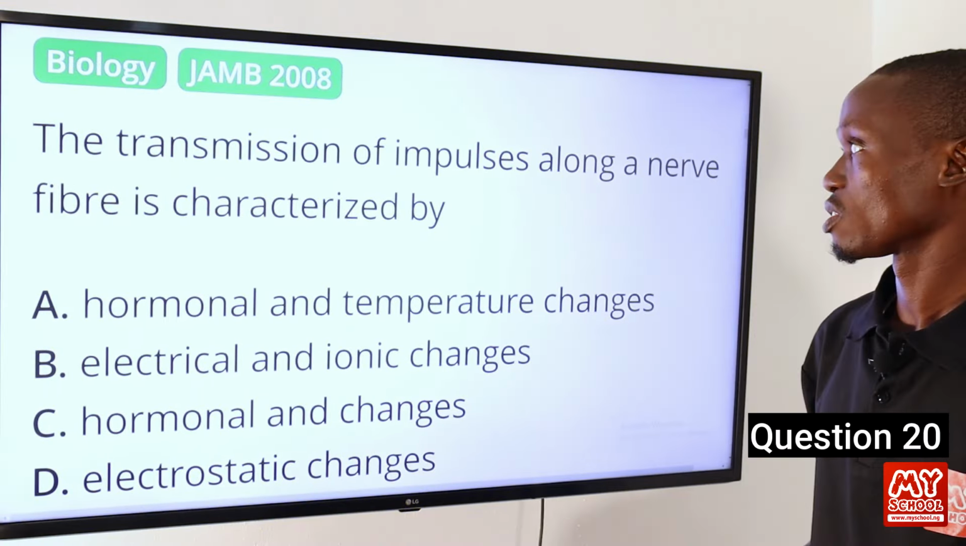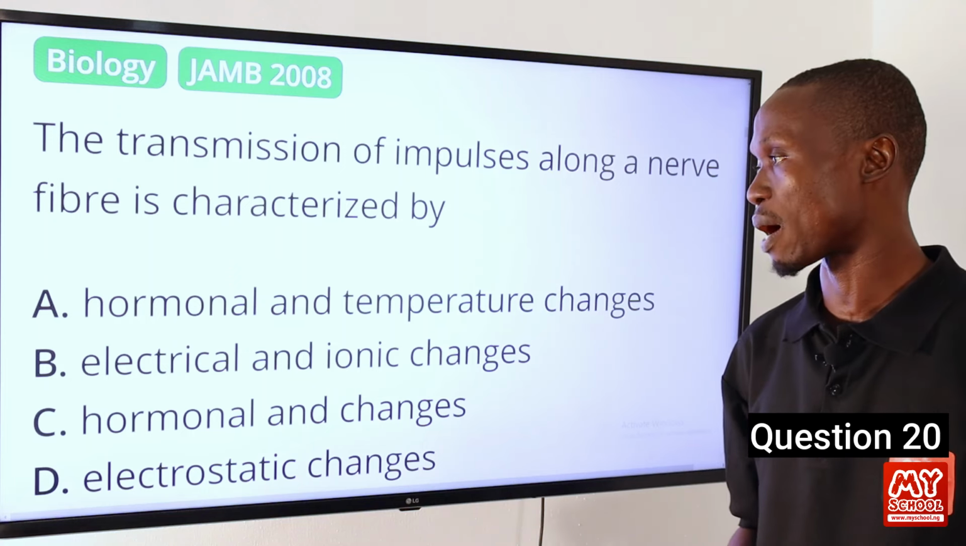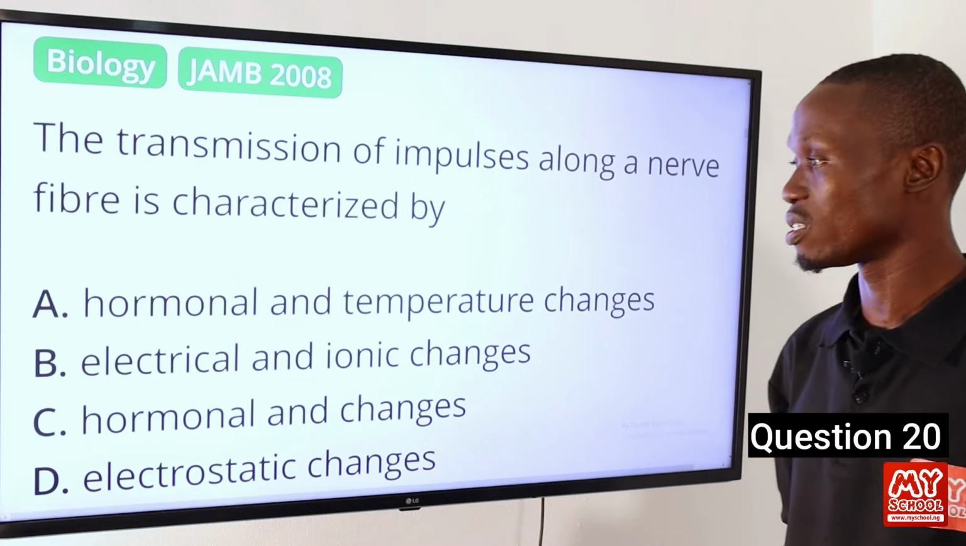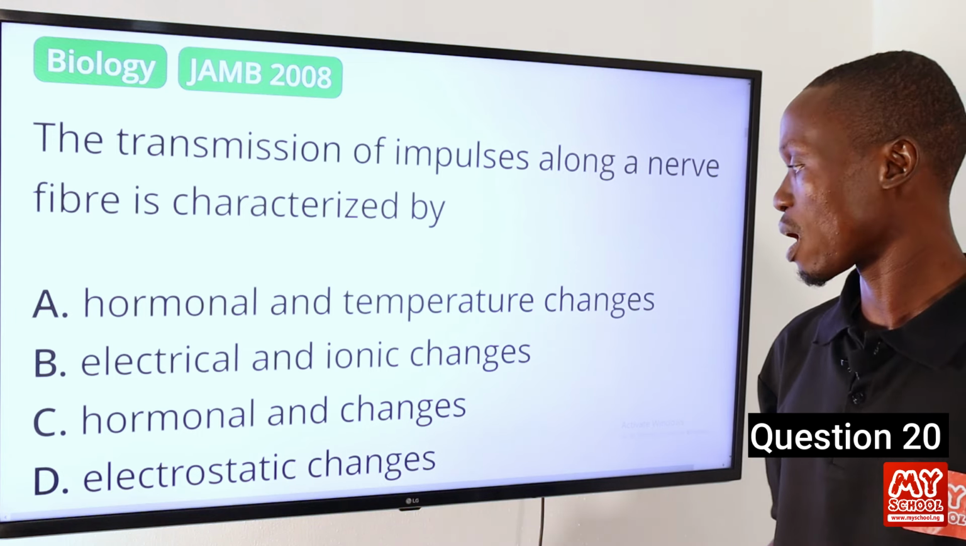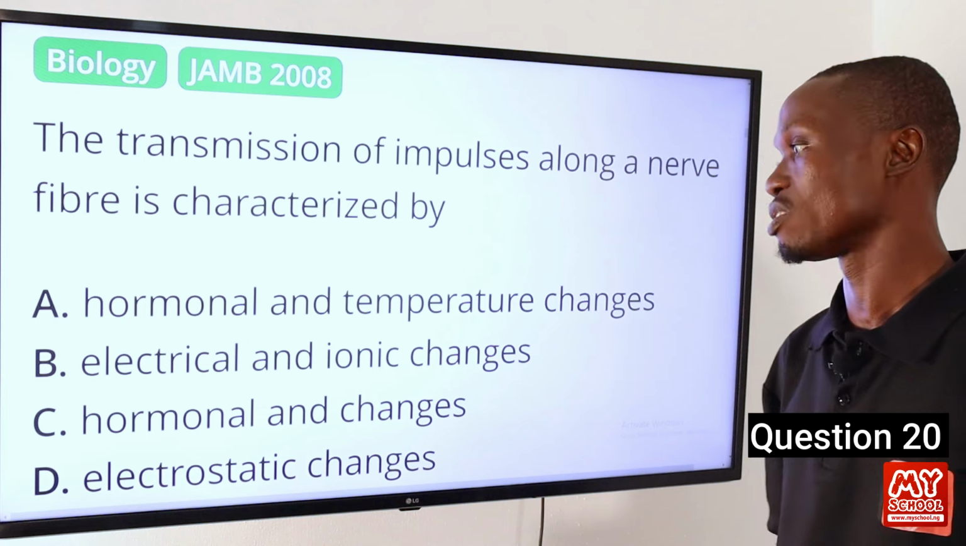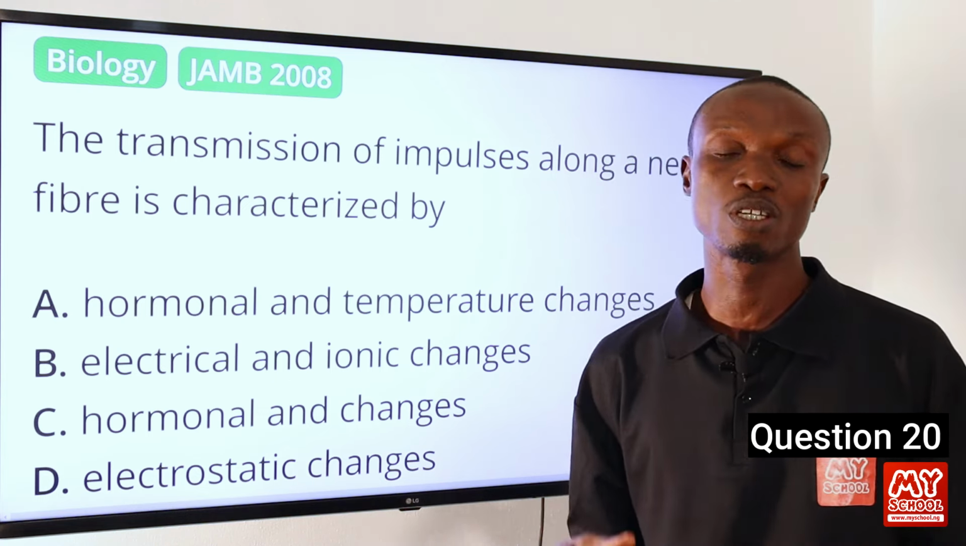Question 20. The transmission of impulses along a nerve fiber is characterized by A. hormonal and temperature changes, B. electrical and ionic changes, C. hormonal and changes, D. electrostatic changes. So the answer to this question is option B, electrical and ionic changes.